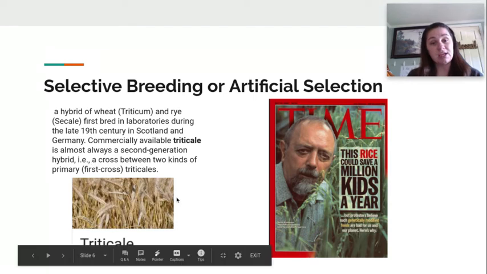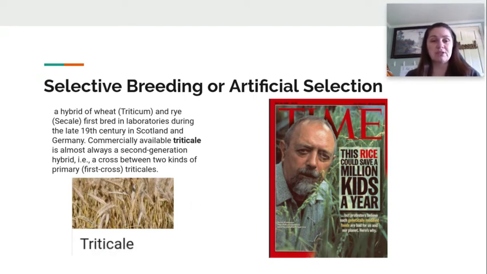This is one that my husband had brought up, that farmers have been doing for a couple of hundred years. It says late in the 19th century, in Scotland and Germany, farmers were crossbreeding a type of wheat called, I think that's triticum, and rye. So they crossbred those, and now they have something called triticale. I may not be pronouncing that right.